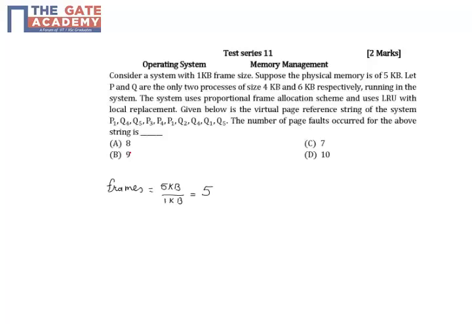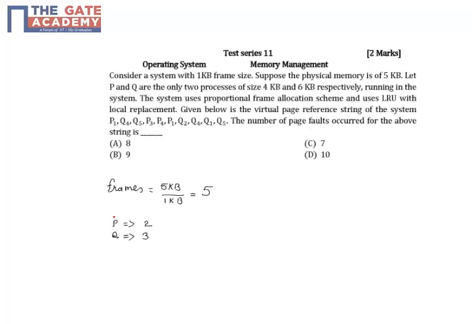Now they have given that P and Q are two processes with sizes 4 KB and 6 KB, running in the system. The system is using proportional frame allocation. If proportional frame allocation is there, then among the total 10 KB of processes, 4 plus 6, 40% of frames should go to process P and 60% of frames should go to process Q. So for process P, the number of frames should be 2, 40% of 5, and for process Q, 60% of the frames, that means 3 of 5.